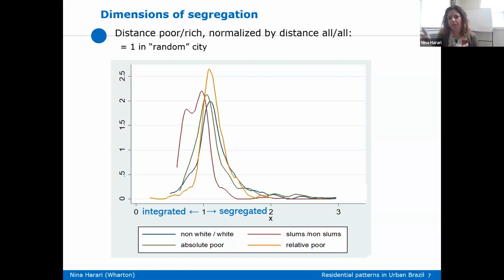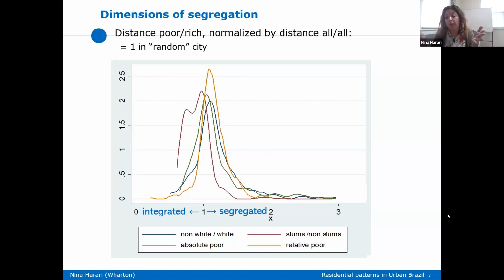where whenever you see mass above 1, that implies these are cities that are more distance segregated. Where you see mass below 1, it means cities are distance integrated, meaning the poor and the rich are closer than they would be in a random city. And with different colors, I'm showing you this distribution for different definitions of poor and rich. So I can look at the poor versus the rich with different definitions of who is poor and who is rich. But then I can also look at other dimensions like racial distance segregation, white versus non-white households. And then interestingly, I can look at slums versus non-slums.